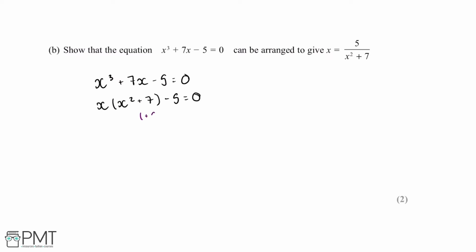So now the next thing we can do is add 5 to both sides of this equation. And this gives us x multiplied by x squared plus 7 equals 5. So now the final thing we need to do is divide both sides of the equation by x squared plus 7. And this gives us that x is equal to 5 over x squared plus 7.